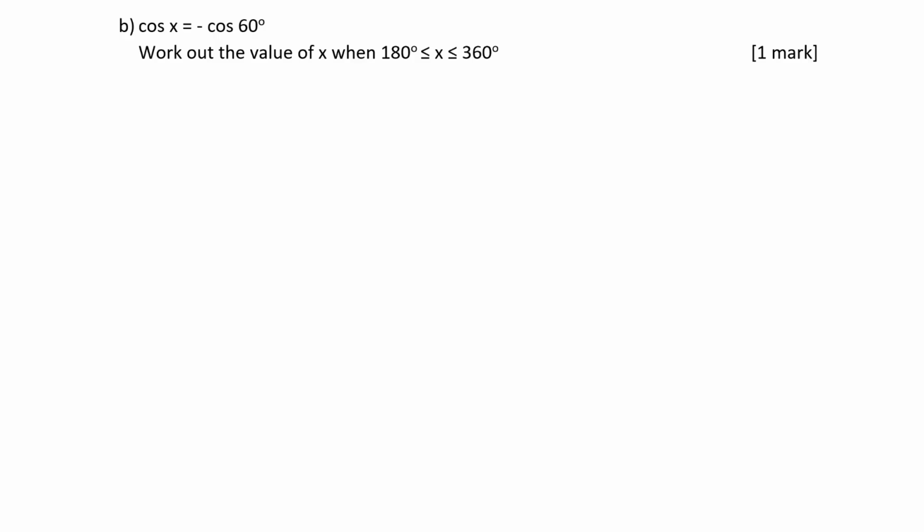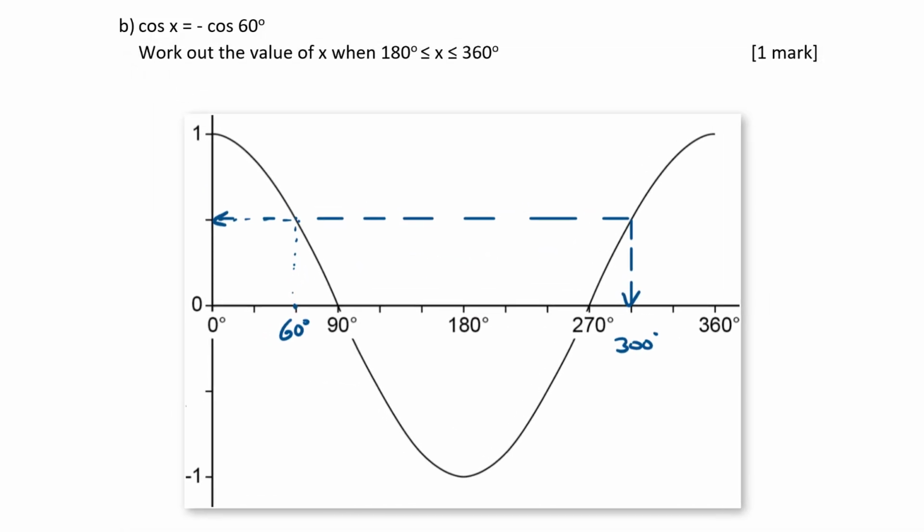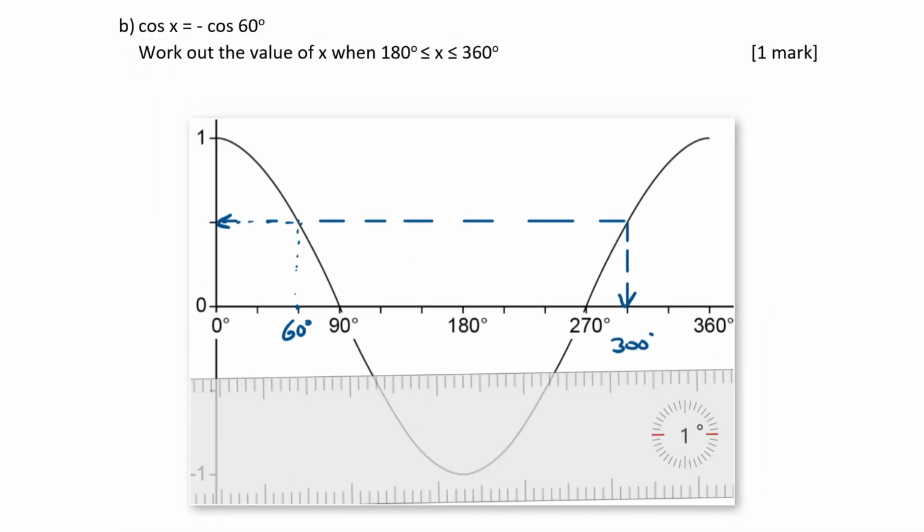Okay, part B says cos x equals negative cos 60. Work out the values when x lies between 180 and 360. Well, cos 60 is a half, so negative cos 60 is negative a half. So now we need to look along our graph at negative a half. Here's negative a half, halfway between 0 and negative 1.